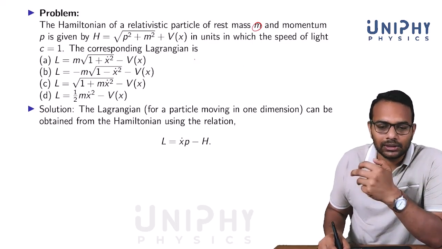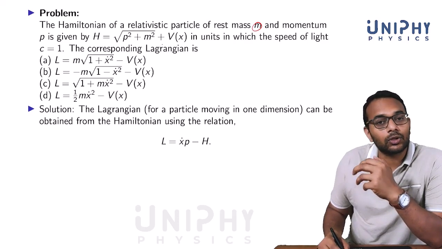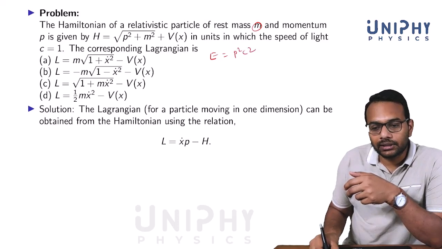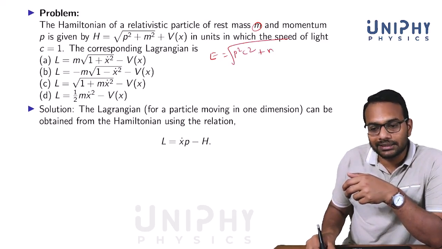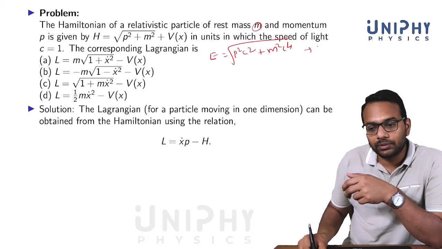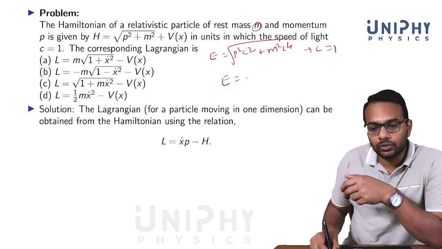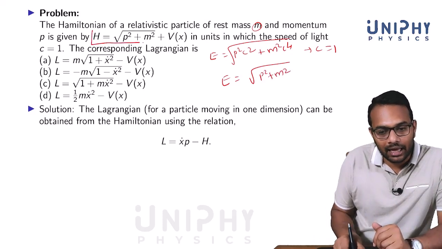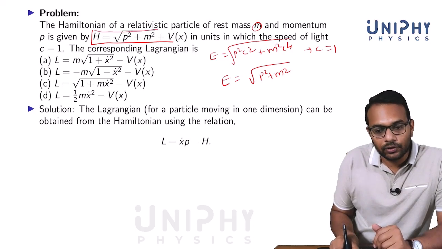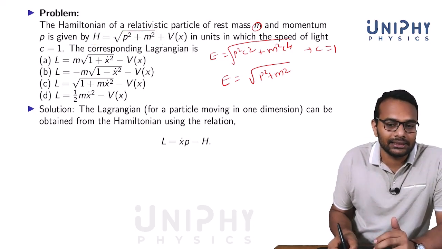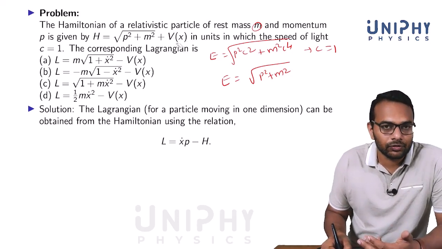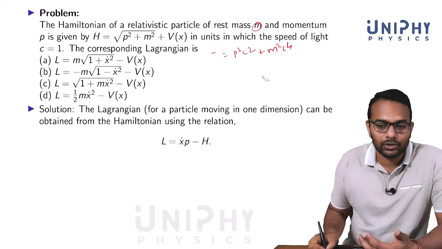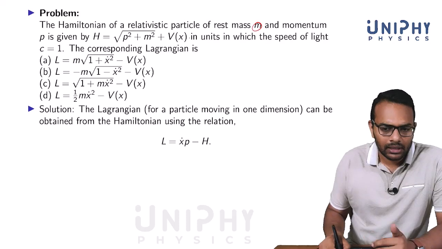Now it's a good thing to observe at this point that this is exactly the total energy of a relativistic particle. Because you know that E is equal to square root of p square c square plus m square c raised to 4. So in units where c is equal to 1, this becomes E equal to square root of p square plus m square. So you see that the relativistic Hamiltonian is exactly the relativistic energy for a free particle. And then if there's a potential, it's just plus V of x. So for a relativistic particle, the Hamiltonian is just the total energy. That's what is given here.